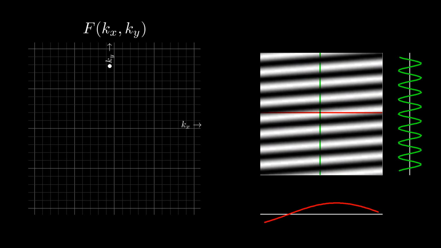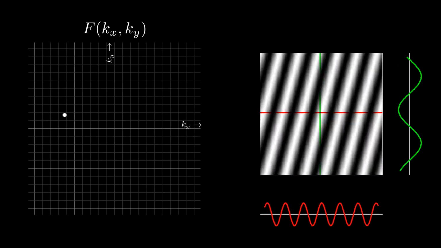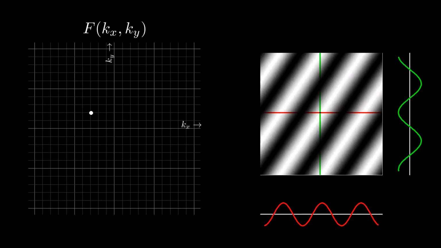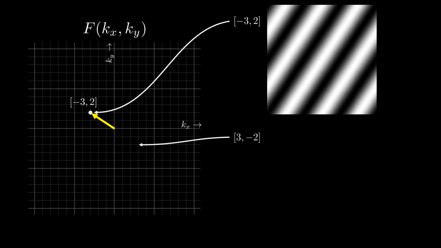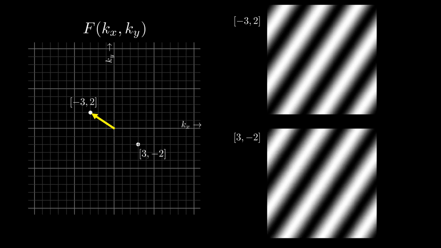Here, as I walk through k-space, you can see how the spatial frequency changes. But wait a minute. We're at point -3, 2 in k-space here. But let's say I go to the point 3, -2. Just reverse the frequency signs. What would that sinusoid look like? It looks exactly the same. And that's true for all reversed pairs of points in k-space.